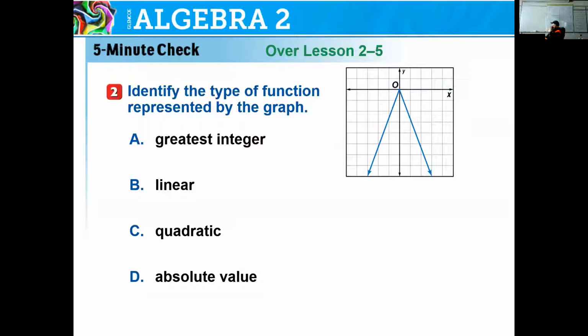The greatest integer function is a function that we covered in 2.5, and that is our step function, where we have to round down to the greatest integer closest. So the graph up in the right-hand corner isn't a step function. It's not a linear function. It's not a quadratic. So once again, by just eliminating answer choices, we can conclude that this is an absolute value graph.